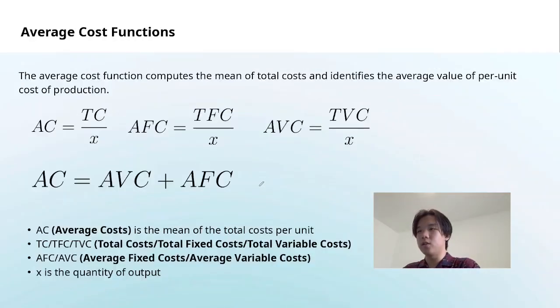Next is the average cost function. The average cost function computes the mean of total cost and identifies the average value of per unit cost of production. You will have the average cost function of total costs, of total fixed costs, and total variable costs. Another formula to calculate the average total cost is the summation of average variable costs and the average fixed costs. And next would be the quantity of output.